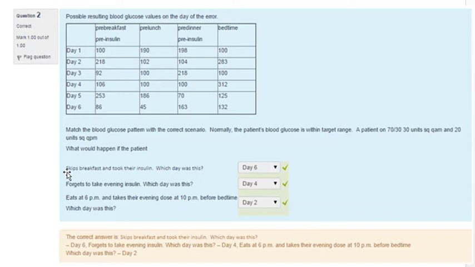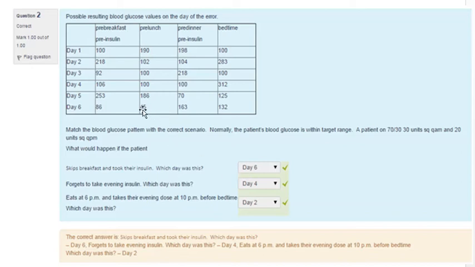What would happen if the patient skips breakfast and took their insulin? So, if the patient skipped breakfast and they took their insulin, you would expect to see a low blood sugar because the patient hasn't eaten and they have insulin on board. So we can think about, where do we see some lows relative to others? This is a little lower. This is certainly lower. Okay.